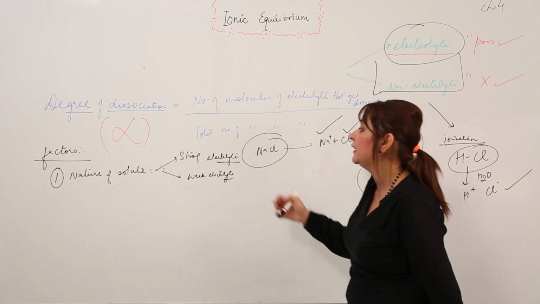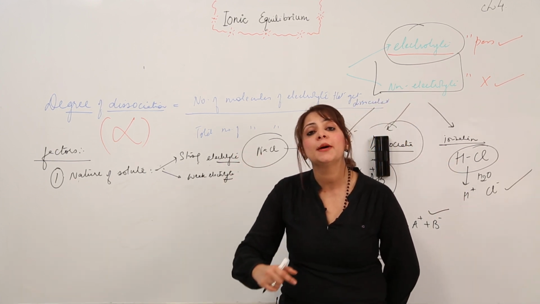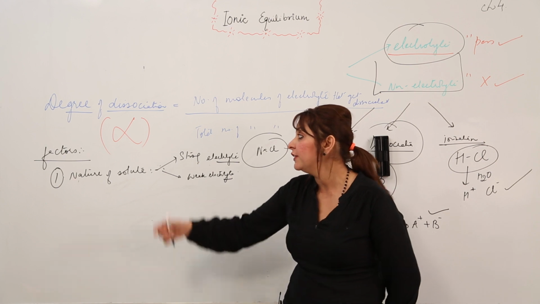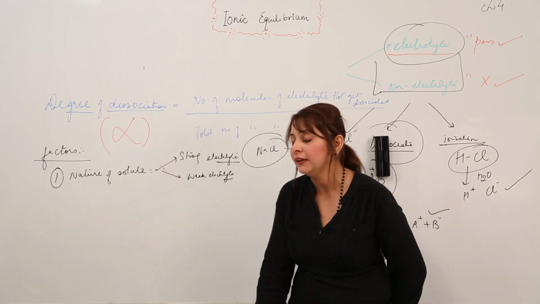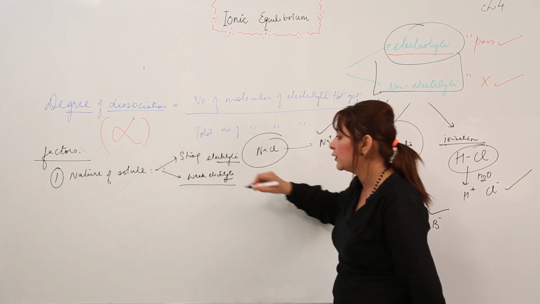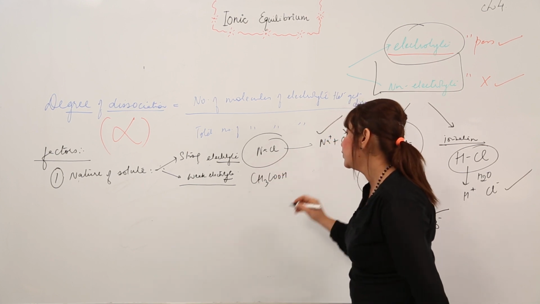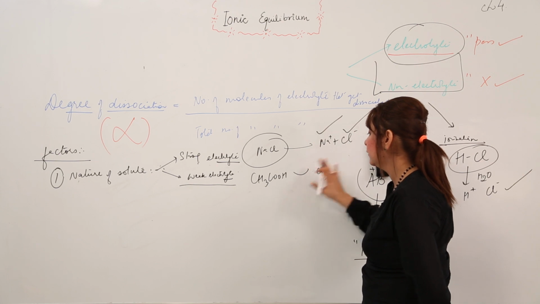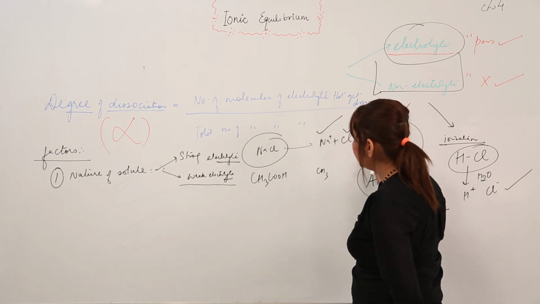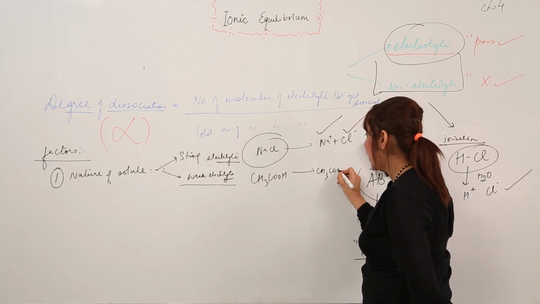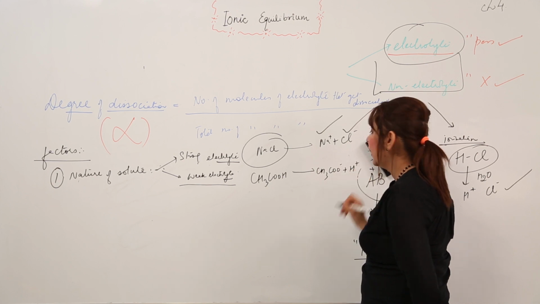So that means it is a strong electrolyte because it completely dissociates. The degree of dissociation is too high for it, right? But when we talk about the weak electrolyte, for example, acetic acid, what I get to see in that is acetate ions along with hydrogen ions.